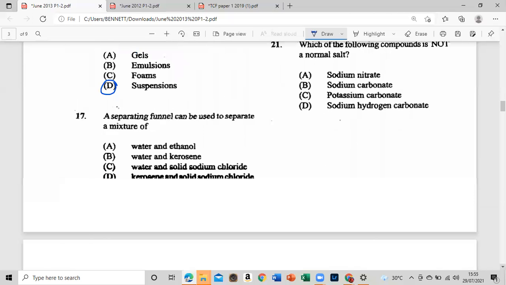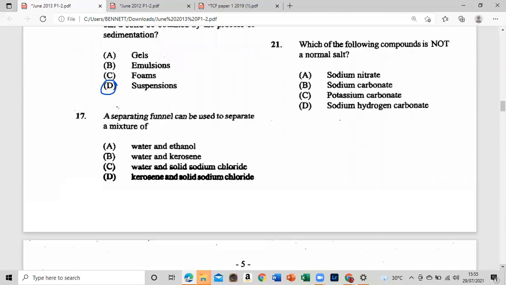Alright. A separating funnel can be used to separate a mixture. Is it water and ethanol, or water and kerosene, or water and solid sodium chloride, or kerosene and solid sodium chloride? That is water and kerosene.